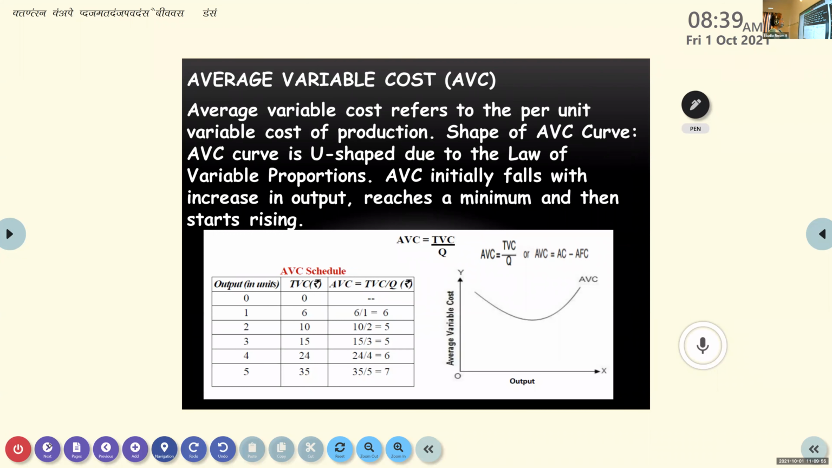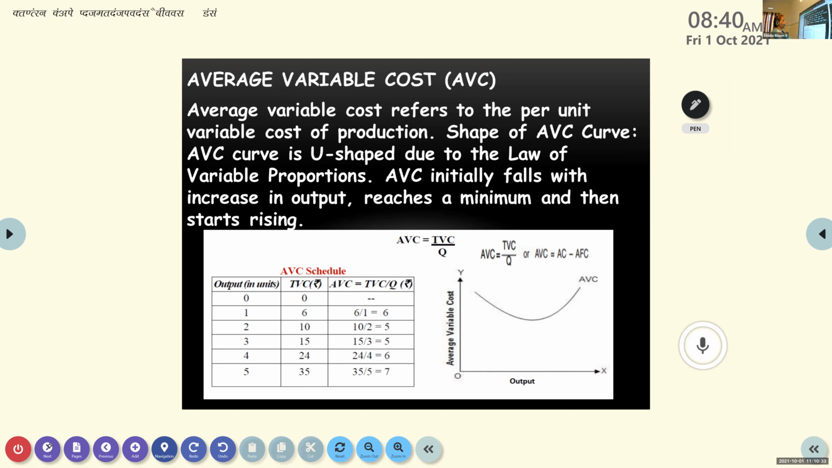Okay. Now, next is average variable cost. Akshay, what is the method to find average variable cost? What is the formula? AVC is equal to average cost minus average fixed cost. Okay, that is one method. If AFC and AC are given, we can subtract AFC from AC and get AVC. One more method is there. What is that? AVC is equal to TVC by Q.